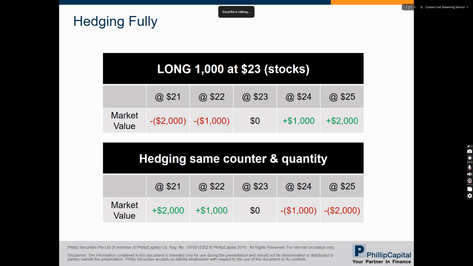Okay. So for example, when the stock goes to $21, then our stocks account will be negative $2,000, but our CFD hedge will be positive $2,000. So if you were to net it off, actually you're okay mah, because zero profit, zero loss. So maybe at $21, you can use the profit from your CFD account to buy more stocks. So you bring down the average price.